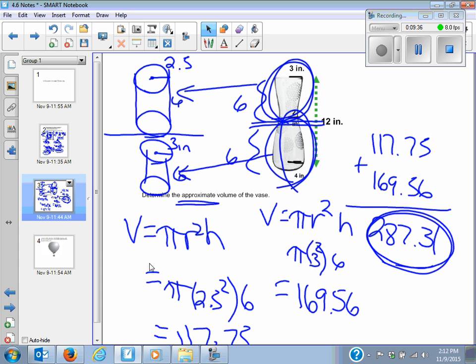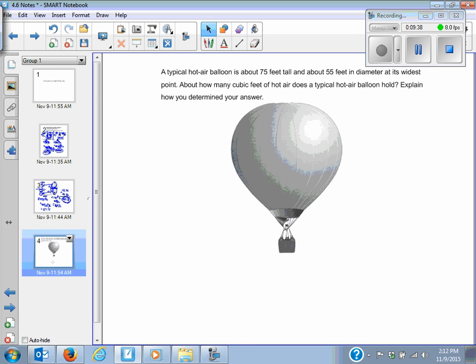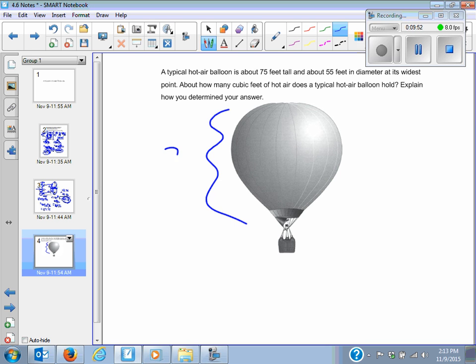All right. Our final question for today is going to be a hot air balloon. It's about 75 feet tall and about 55 feet in diameter at its width. So for this, we've got that it's about 75 feet tall, and at the widest right here it's going to be 55 feet. So about how many cubic feet of air does this typical hot air balloon hold?